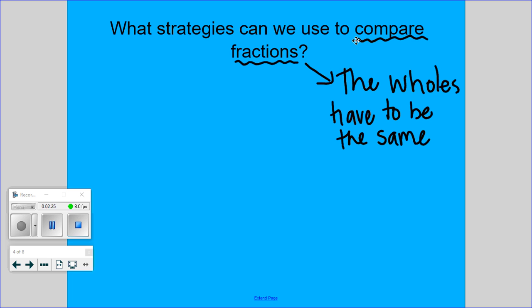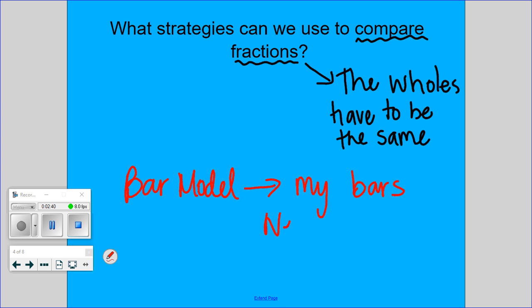If I'm doing a bar model, my bars or my rectangles need to be the same size. If they are the same size, then I know that that whole is even. Is there a reason I'm writing and you're just hanging out?